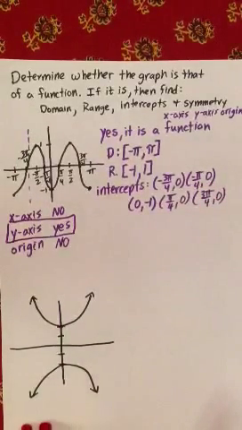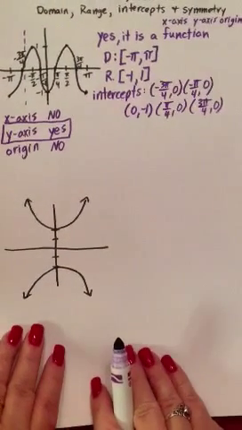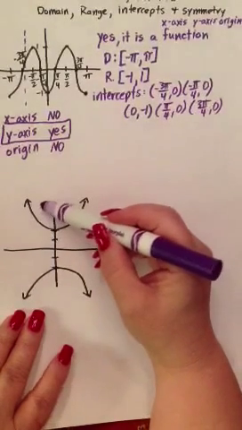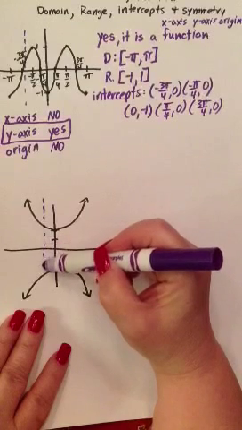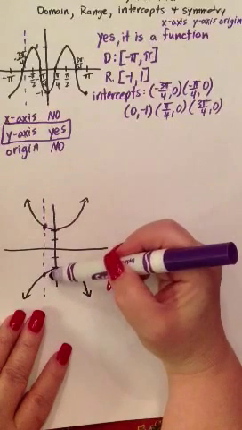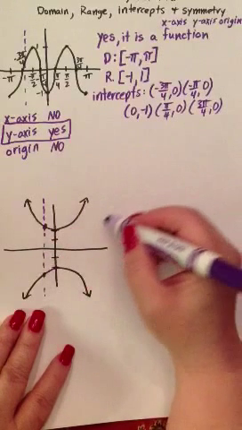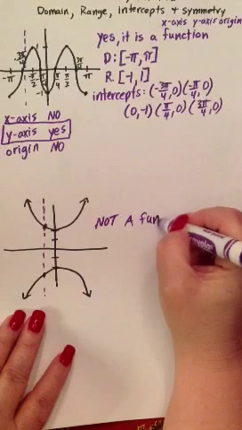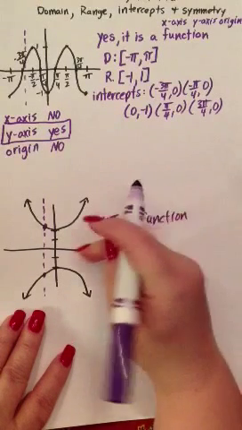All right, let's look at our next problem here. We have to determine if it's a function, yes or no. If you were to drop a vertical line, it looks to me like it hits it in 2 places. If it hits it more than one time, it's not a function. So we just have to say not a function. And then, yay, we don't even have to write anything else. You just have to say not a function.